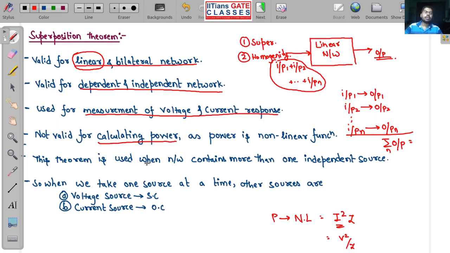Now this theorem is used when the network contains more than one independent source. I have already told you that when we take each of the sources one by one, the other sources must be kept at 0. If it is a voltage source, making it 0 means replacing it by a short circuit. And if it is a current source, putting it to 0 means replacing that branch by an open circuit.